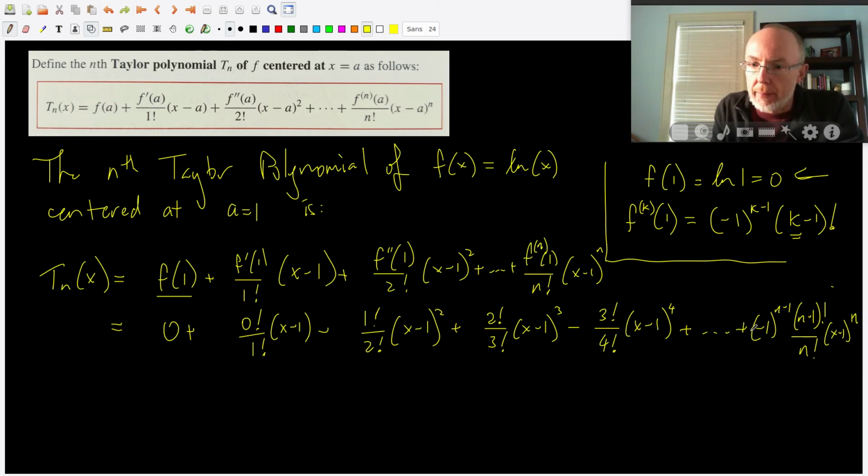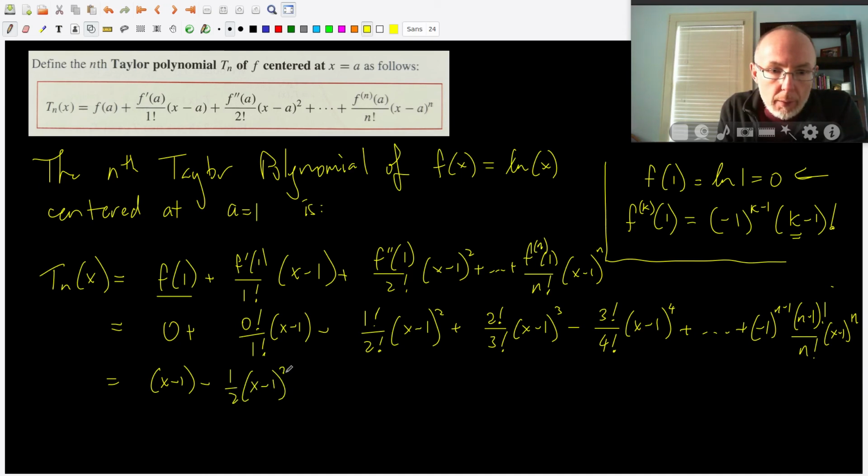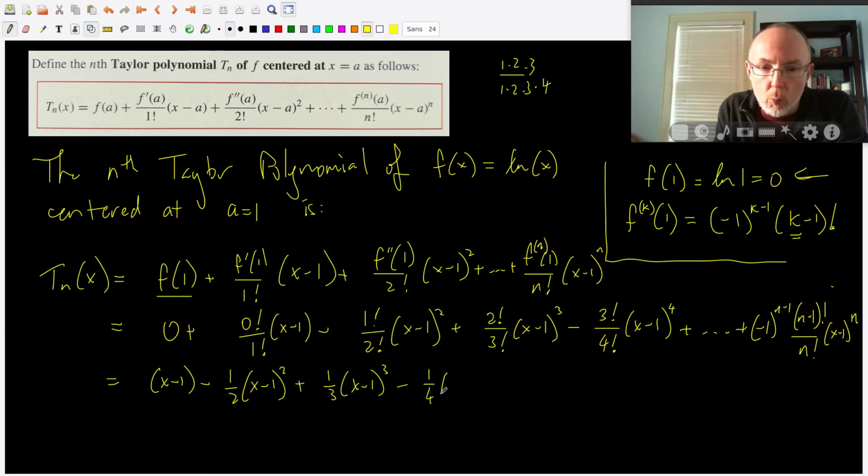And we can simplify these things, right? This is obviously 0. 0 factorial is 1, so this whole first term is just 1. But then the next term is going to be, well, 1 factorial over 2 is just a half, x minus 1 squared. The next one, 2 factorial over 3 factorial, think about what's happening. This is 1 times 2 over 1 times 2 times 3, so this just leaves the 3, x minus 1 cubed. And then we're going to subtract, well, now we've got 3 factorial over 4 factorial, so this is just going to be a quarter, x minus 1 to the 4, and this is just going to keep going.